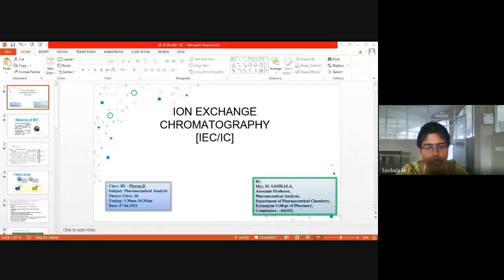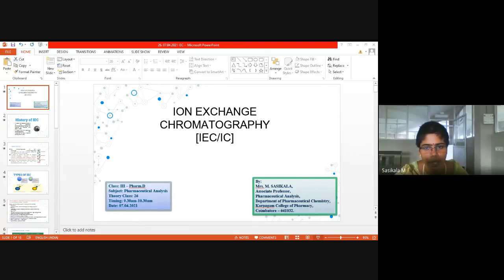It may be called IEC or IC. What is IEC? Ion exchange chromatography. The name itself indicates that ions are going to be exchanged inside the column for separation. So we can separate ions. What are the two types of ions? Cation and anion.